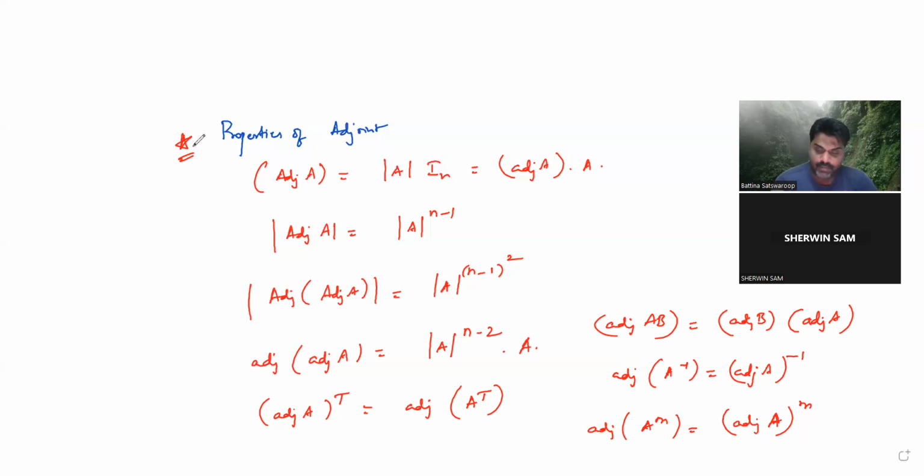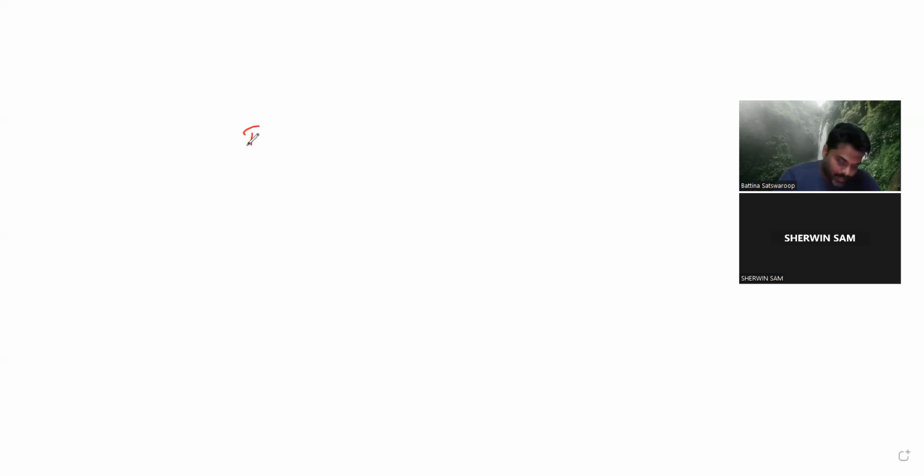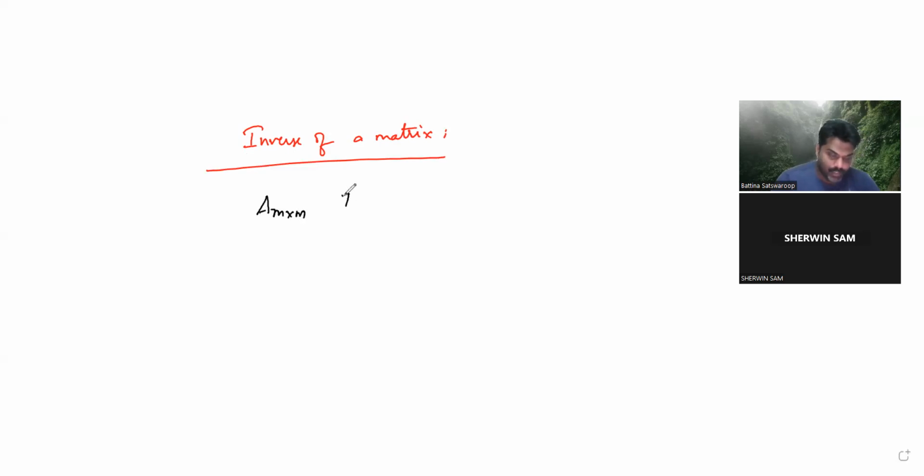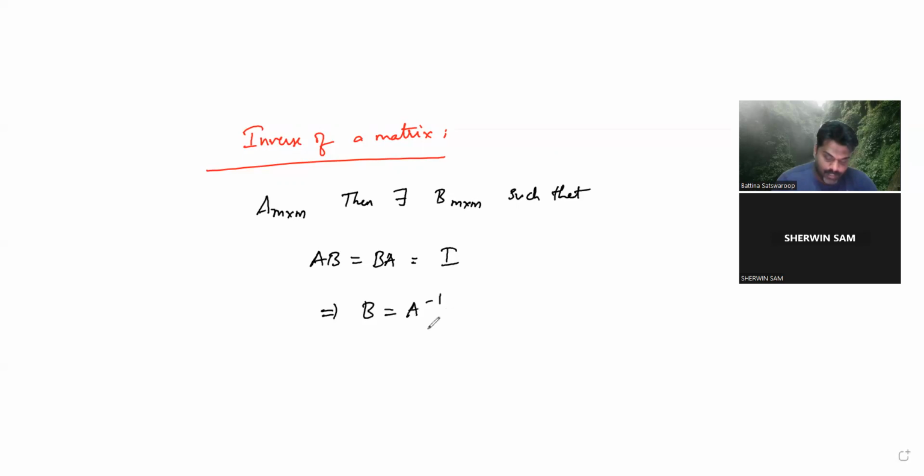Clear? Can I move to the next one? Yes, sir. Next, inverse of a matrix. See, let us say there is a matrix A of order n by n. Then there will exist a matrix B of order n by n such that AB is equals to BA is equals to I.